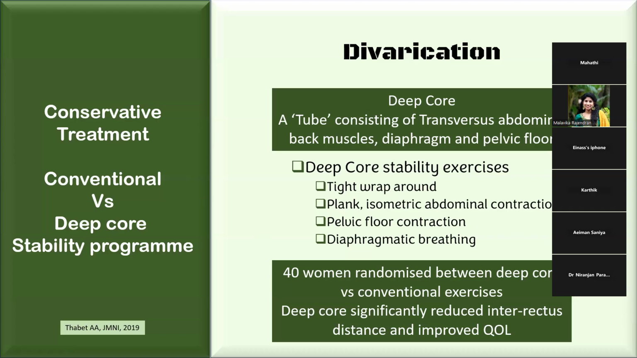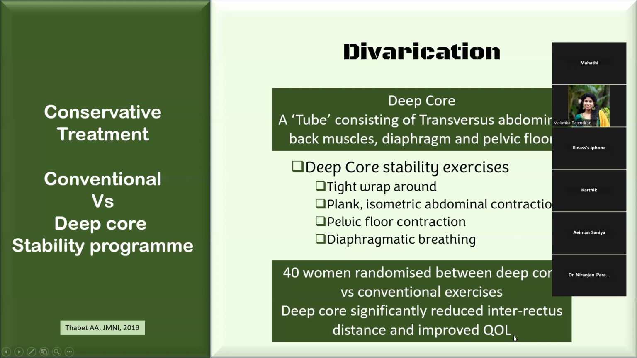So the theory here is that this core, or the tube, all the muscles forming this tube, are exercised in a formal manner. And when you do a deep core program, it's also borne out in randomized trials where the deep core significantly reduced the interrectus distance. They actually measured it after 8 weeks of this exercise compared to the conventional simple core exercises that I mentioned previously. If you do that, not only do you reduce the interrectus distance, but also improve the quality of life.